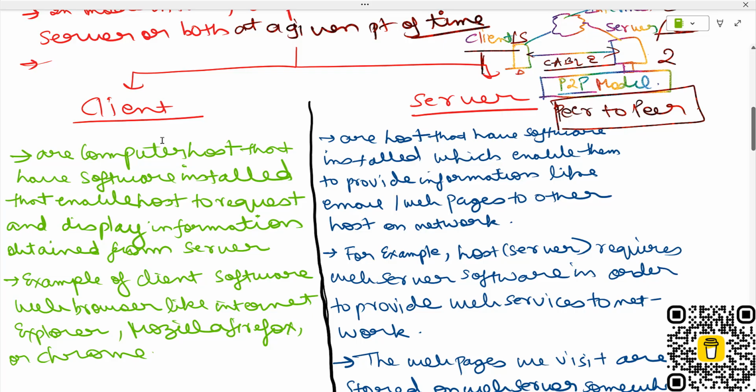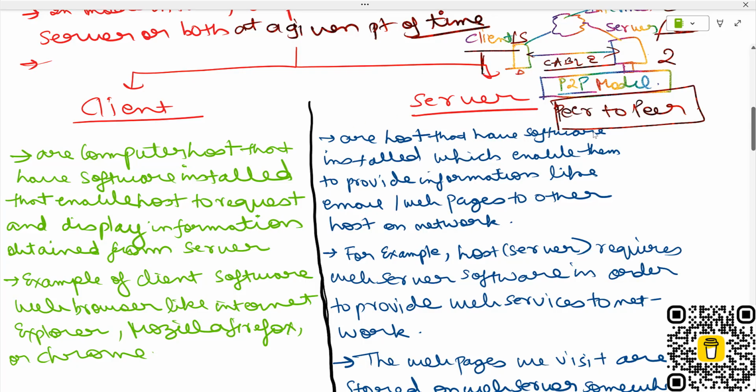Okay, so they have the proper client software installed, like you have the proper Android software if you are using mobile, or iOS software if you are using Apple, or if you have proper Windows, Linux, or Ubuntu, right? So you have proper software installed so that you can properly access and display the information which you are getting from the server. And what is server?